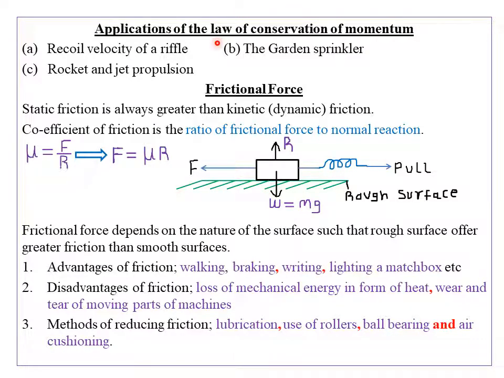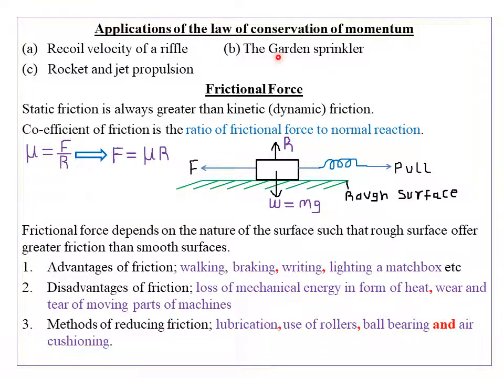So today we are looking at the applications of the law of conservation of linear momentum, and the first application is in recoil velocity of a rifle. When a bullet is fired, its forward momentum is cancelled by that of the gun, which kicks back or recoils back. That ensures that the forward momentum and the backward momentum are exactly equal, and therefore the total initial momentum and the total final momentum are equal to each other, and therefore we say that the momentum of that particular system is conserved.